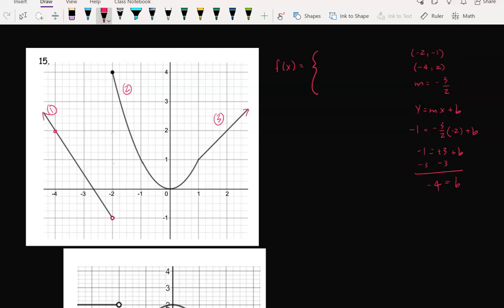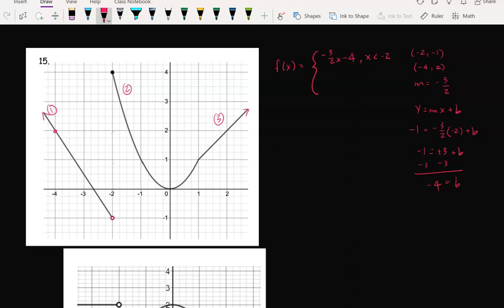Why not? Okay, so let's go ahead and create that. So we have -3/2 x minus 4. And then we have to determine where to where, right? So this is when x is less than -2.